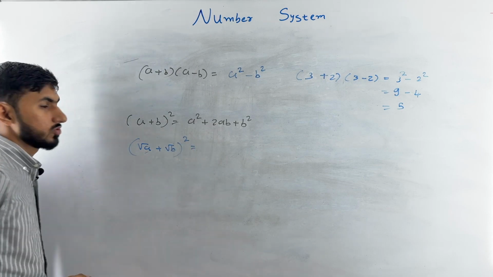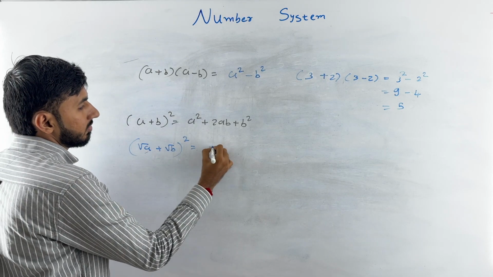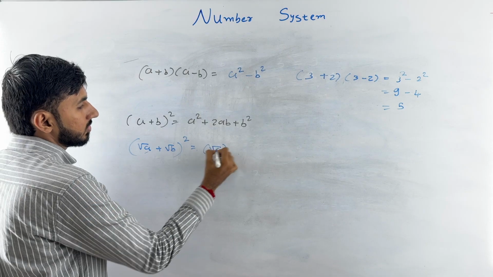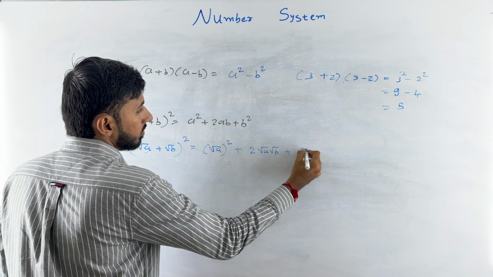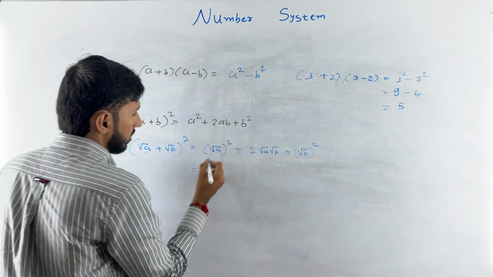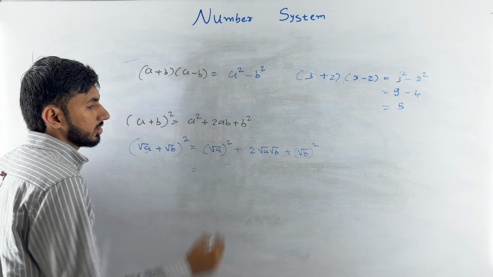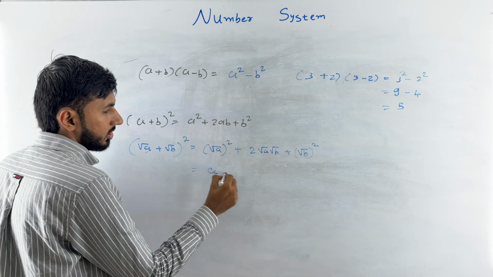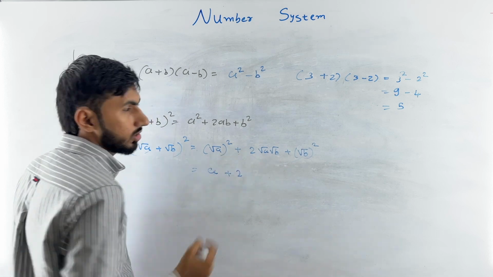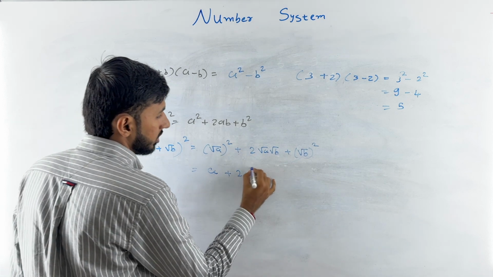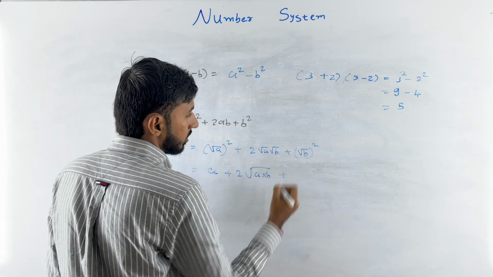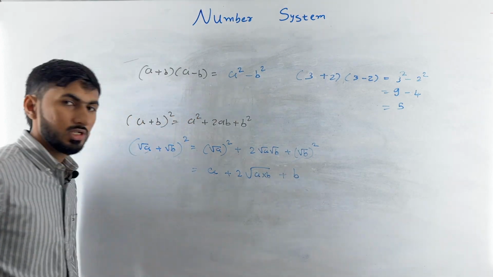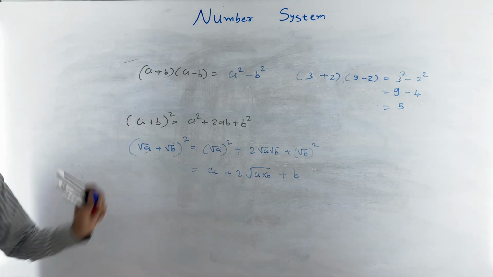What if I do a square of this both? My answer will be, I have to just replace a with square root of a, 2 square root of a square root of b, b with square root of b. Now here we all know that the square of square root of a is a. Here 2, what is square root of a multiply square root of b? Square root of a multiply b simply. Now for this I can write b easily, right? So you can do this.